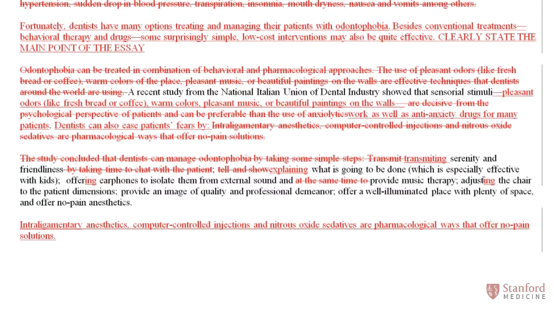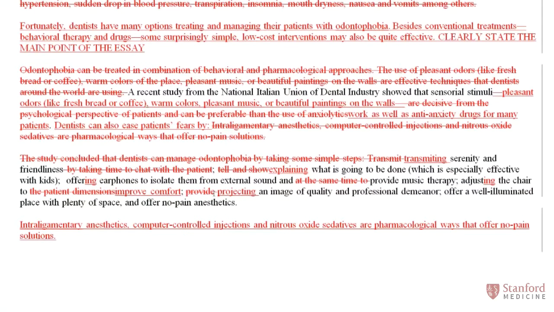Adjusting, again, making these all -ing verbs to be parallel, adjusting the chair to the patient dimensions. I think probably the point of that is to improve comfort. So I might just say what the point of adjusting the chair is, adjusting the chair to improve comfort. Providing an image. How about projecting an image rather than providing, just a slightly better verb there. Projecting an image of quality and professional demeanor, and offering a well-illuminated place with plenty of space.